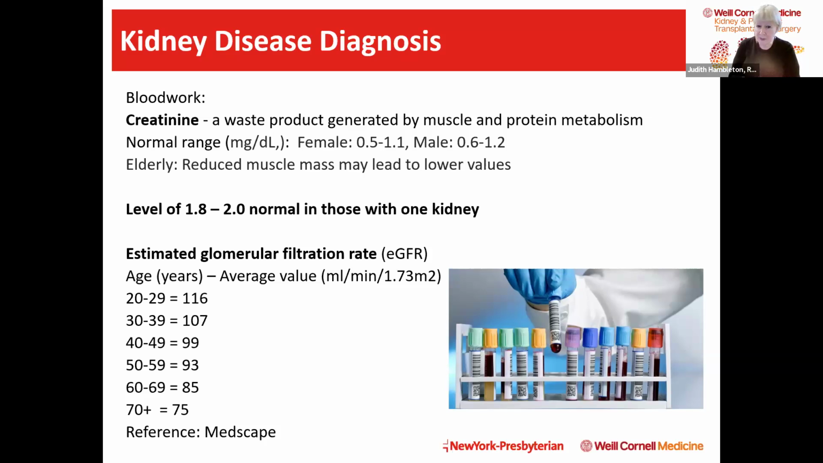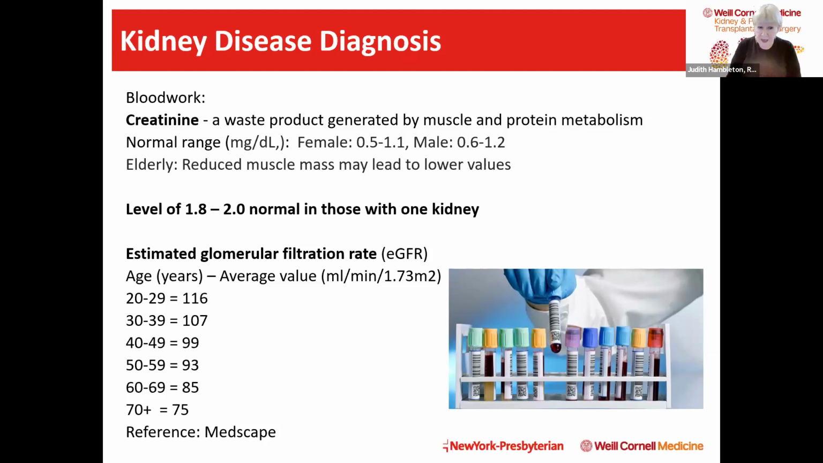If you have been a living donor or you are living with one kidney for some other reason, then those levels are also slightly higher. We've got one kidney doing the work of two. And so for that, if we see a level in a past donor of a creatinine of 1.8 to 2, then that's perfectly normal for that cohort.